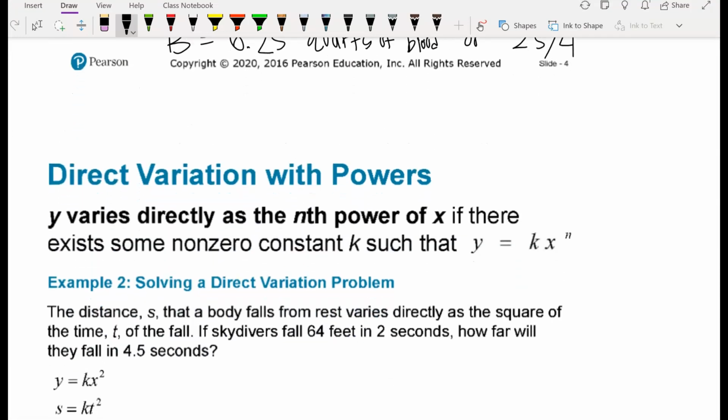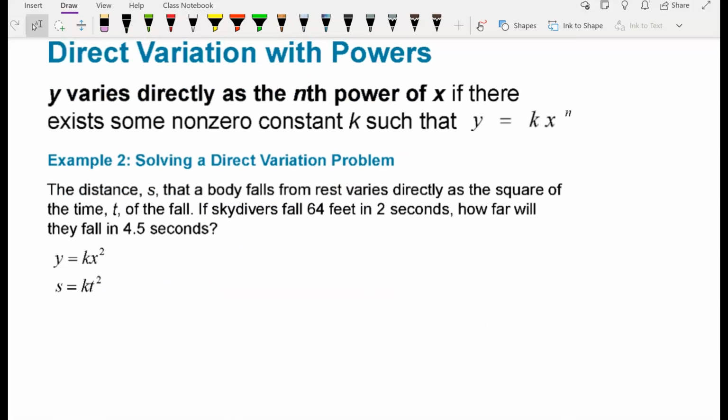All right. The next one, it says y varies directly as the nth power of x, if there exists some non-zero constant k such that y equals k x to the n power.